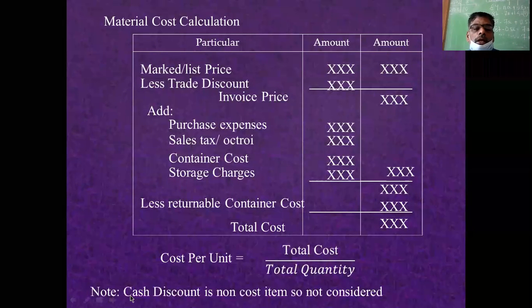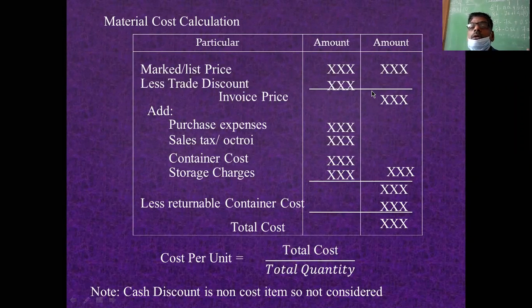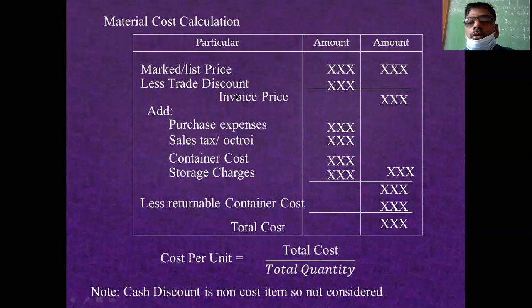Okay. In the note I have given, cash discount is a non-cost item. So, not considered. Remember this one. In some examples, they will give you cash discount. Don't allow or don't take cash discount in the table while calculating the total cost. Okay, this is the point you remember. Then I'll explain all the theory part and then go for the examples. First, I'll explain theory and then go for the examples.